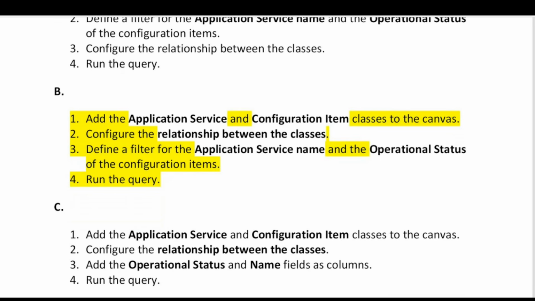Option C. First, add the application service and configuration item classes to the canvas. Second, configure the relationship between the classes. Third, add the operational status and name fields as columns. Fourth, run the query. Correct answer is option B.